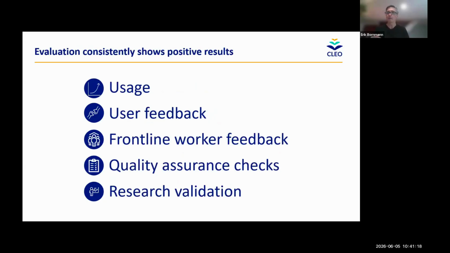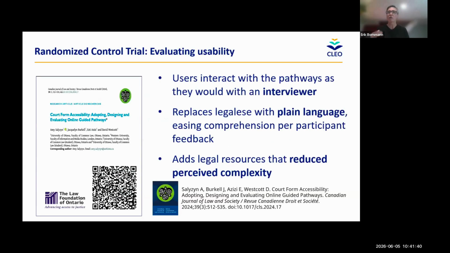We found that A2J guided interviews, decision tree technology, actually helps quite a lot. And we know this from our evaluation. We track use, we ask for user feedback. We also collect feedback from frontline workers. We conduct periodic spot audits to check quality assurance. And we work with scholars at universities for independent research validation. And a lot of our AI work that we're about to share with you stems from the research that we have done into the efficacy of the guided pathways decision tree tools.